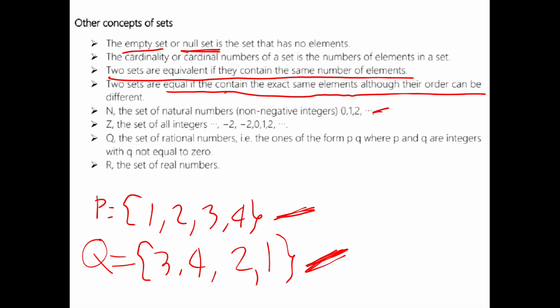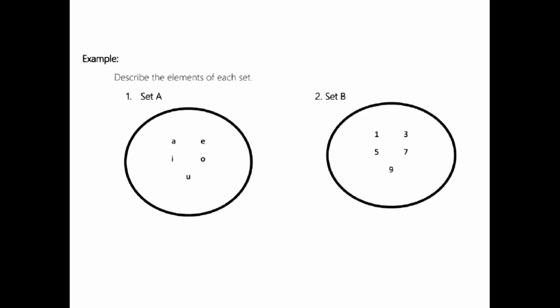And then N is the set of natural numbers, so non-negative numbers. And Z is the set of all integers. And then Q, the set of rational numbers, for example, of the form P over Q, where P and Q are integers, with Q not equal to 0. R is the set of real numbers.